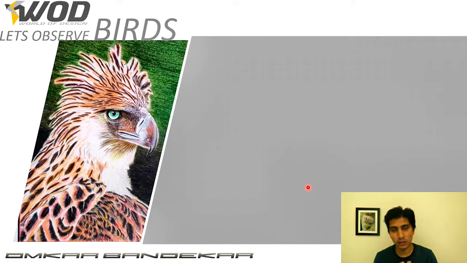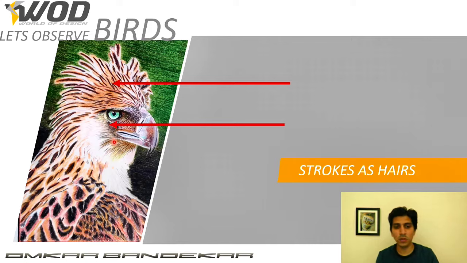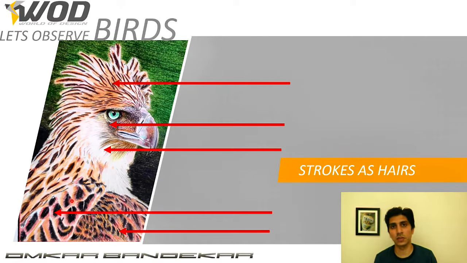If you observe this bird very carefully, you will find it has different kinds of hairs on every part of the body. I am showing with the arrows, observe the hairs present on the head. Then near his eyes, how the small, very thin hairs are there. Then below the beak, how the hairs are there. Then on his shoulder, and then on his wings.